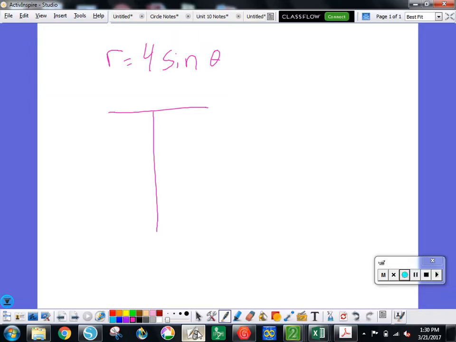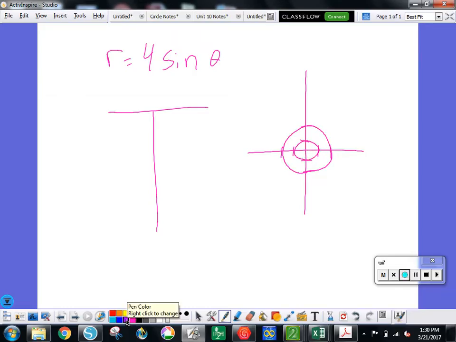As I'm waiting for you to graph this, this is the graph that I got when I looked it up online. You guys have graphs with circles already. Look at those. Those are pretty, huh?